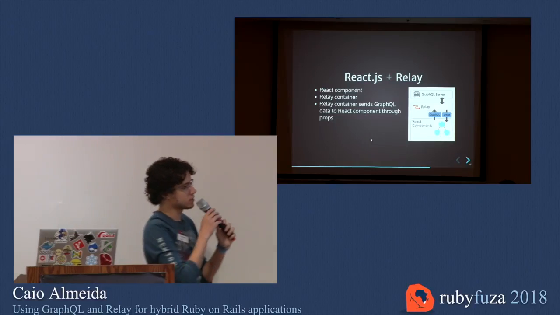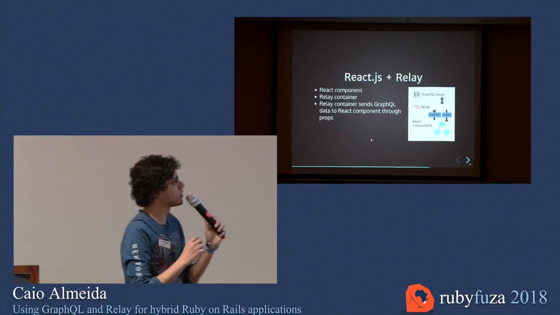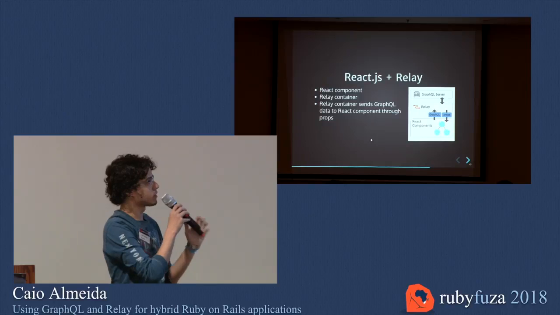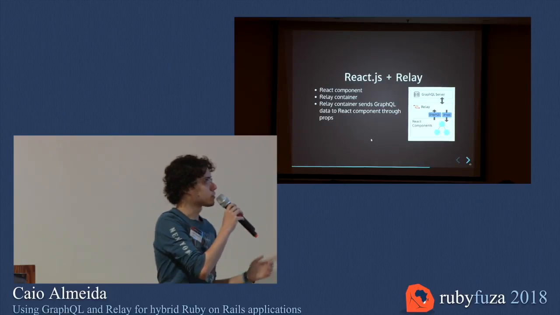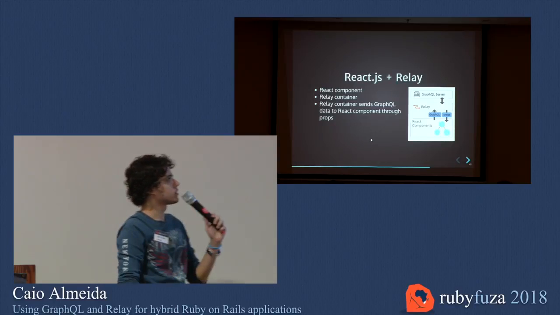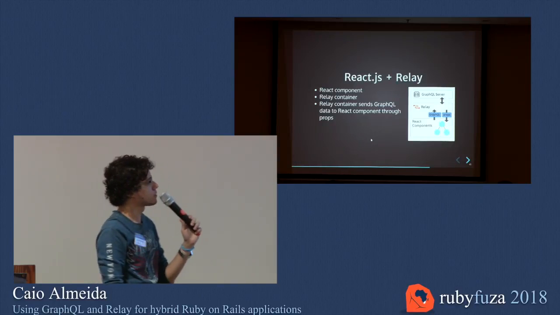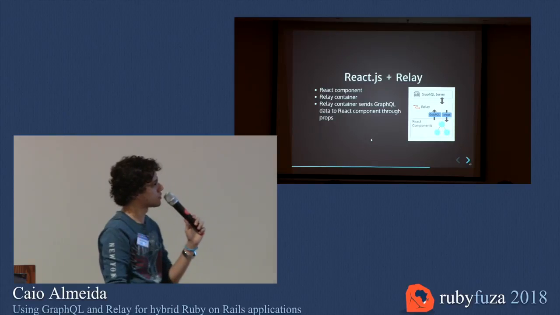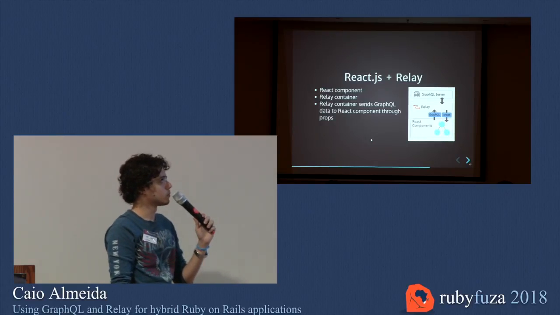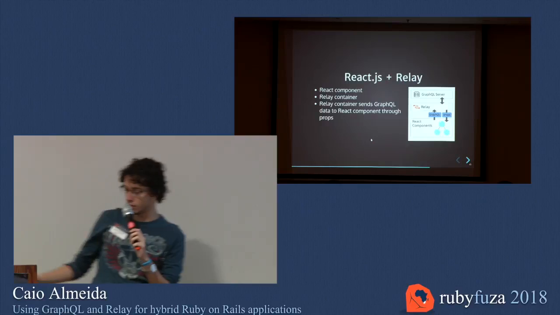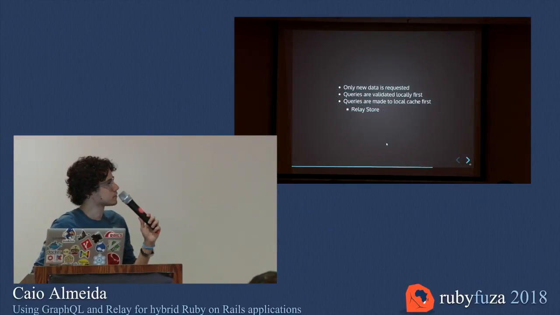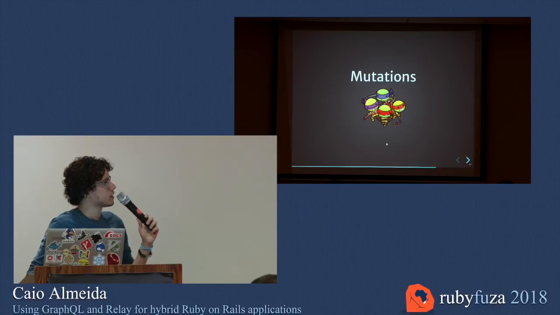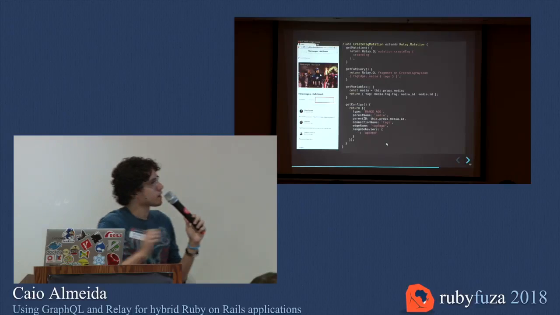So this is another diagram to show better how this integration works. We have our GraphQL server and relay in the middle. React's components make GraphQL requests to the backend through relay, and that information is going to return as props to the components, so as immutable data. And again, let's go to mutations, how those operations happen on relay.